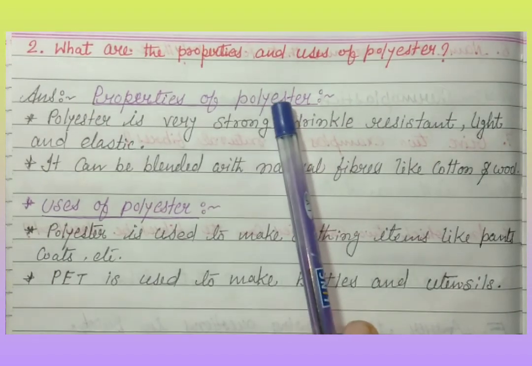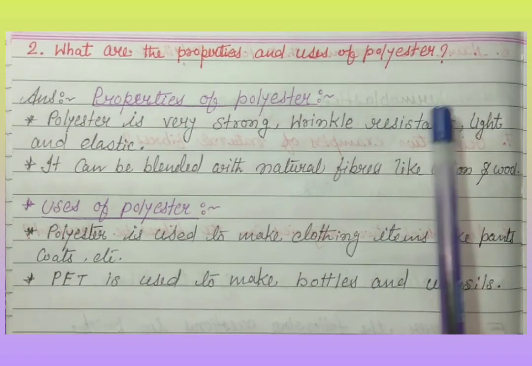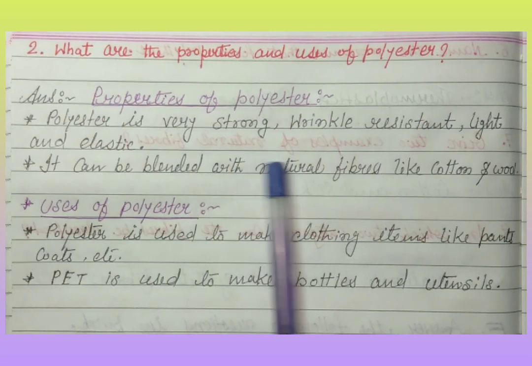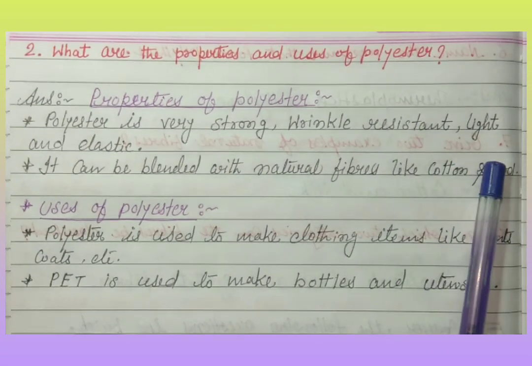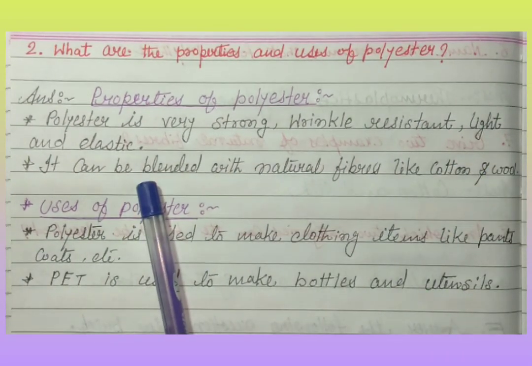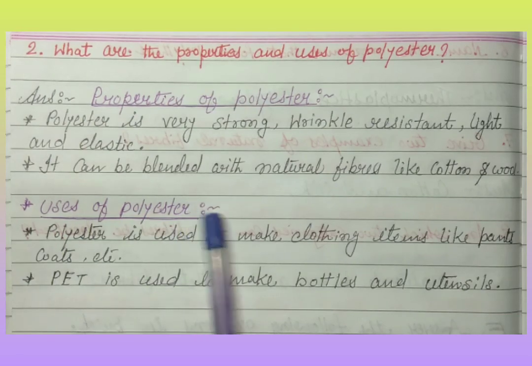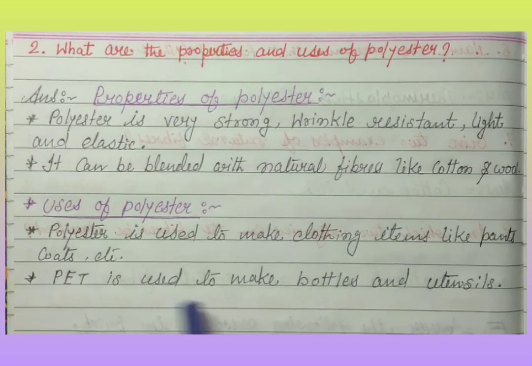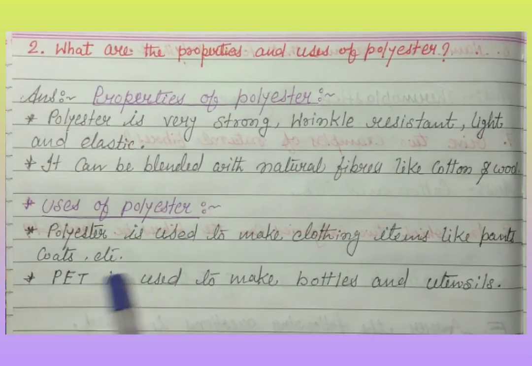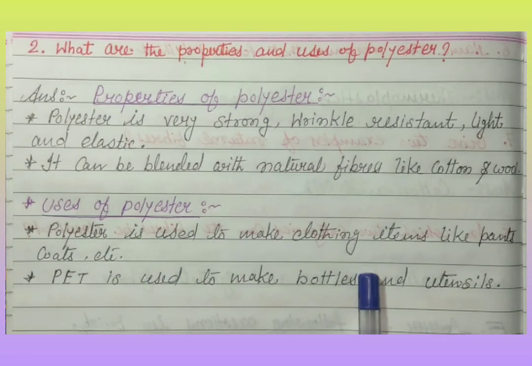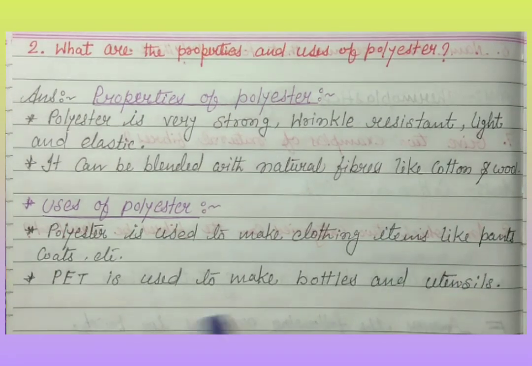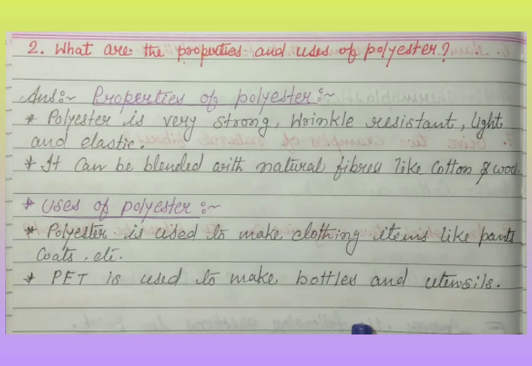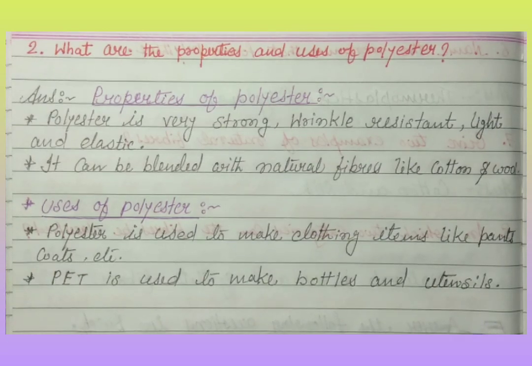What are the properties and uses of polyester? Properties of polyester: polyester is very strong, wrinkle resistant, light and elastic. It can be blended with natural fibers like cotton and wool. Uses of polyester: polyester is used to make clothing items like pants, coats, etc. PET is used to make bottles and utensils.